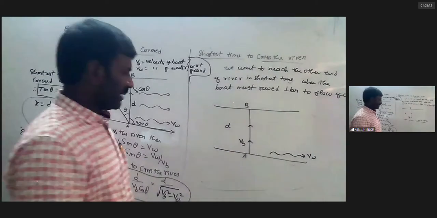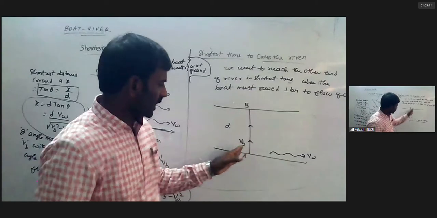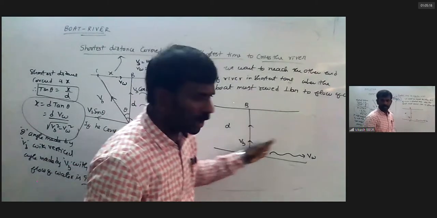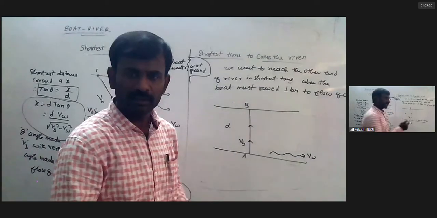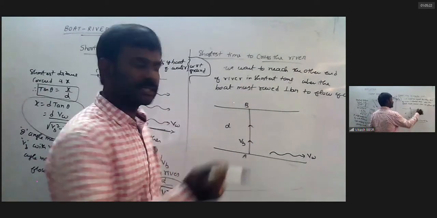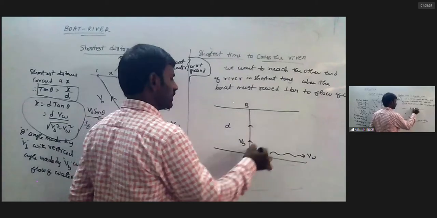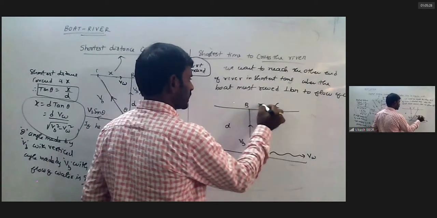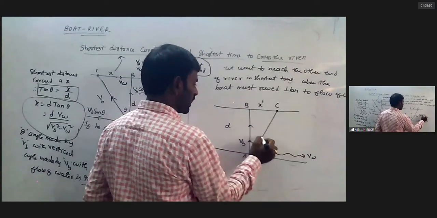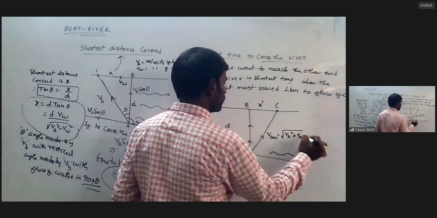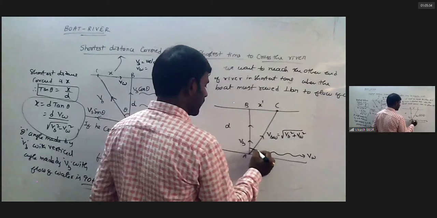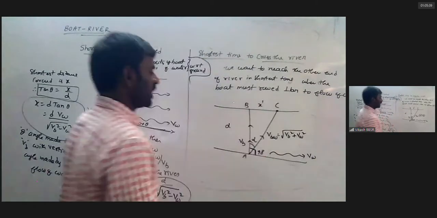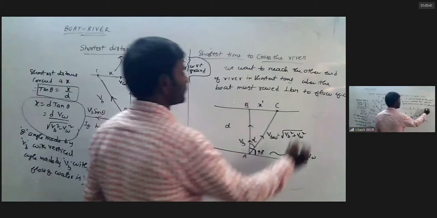Right. The water is flowing this side. We should go right or left side? Right side only. This is the point C, X dash you can take. So the resultant vBW is root over vB square plus vW square, and the angle with respect to this is 90. Here is angle alpha. Apply the conditions.